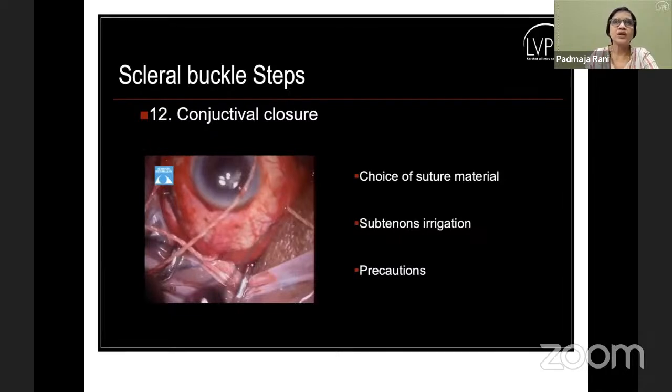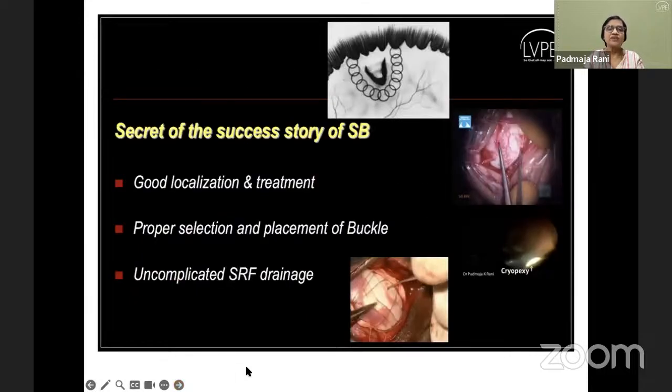For the Tenon's, I take an episcleral bite near the muscle insertion, and then close posteriorly like an anchoring, and then again the conjunctival closure at the limbus. So the secret of the success story of the buckle is good localization and treatment, proper selection and placement of the buckle, and uncomplicated SRF drainage.